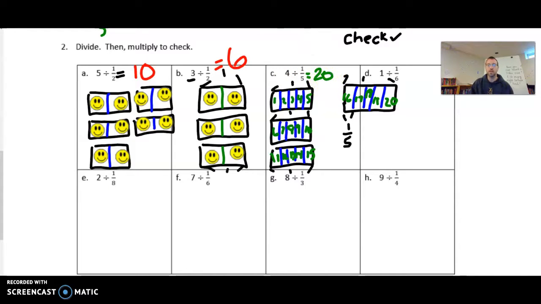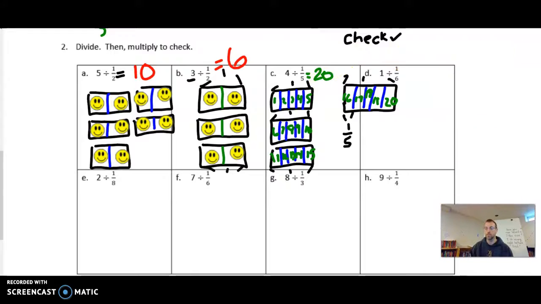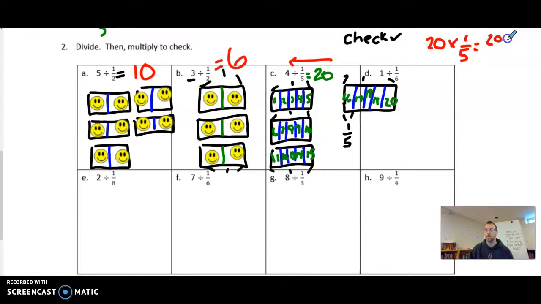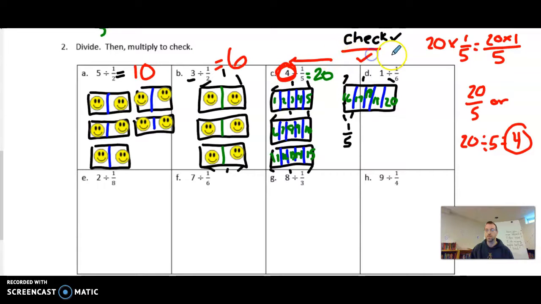Now as a check, as I move myself down here, it would probably be a really great idea to check our work. We're going to work backwards, doing the opposite one here. Instead of dividing, we're going to multiply. 20 times 1/5. And that would give us 20 times 1 divided by 5. So we'd have 20 divided by 5. Basic fact, going to give us 4. And does that match over here? Yes, it does. So we do have a great looking check.